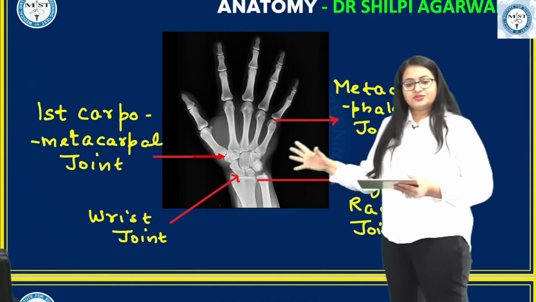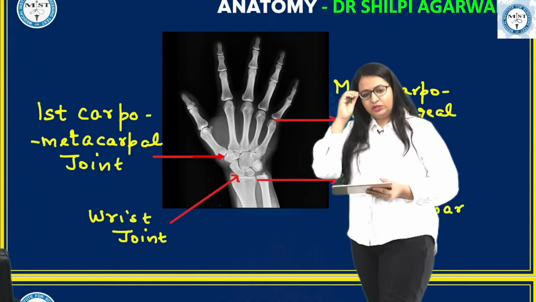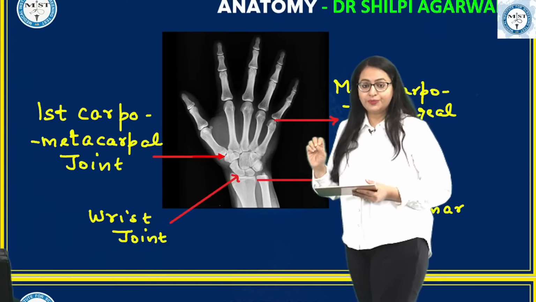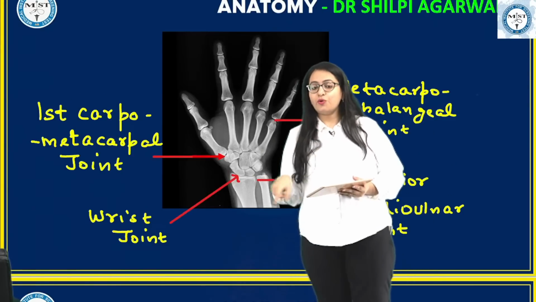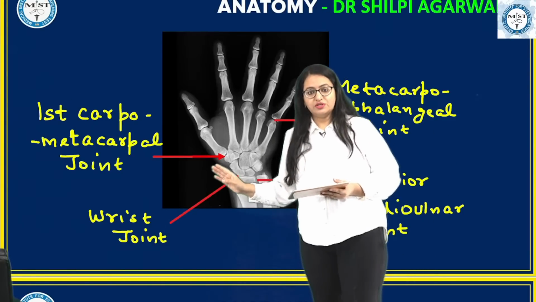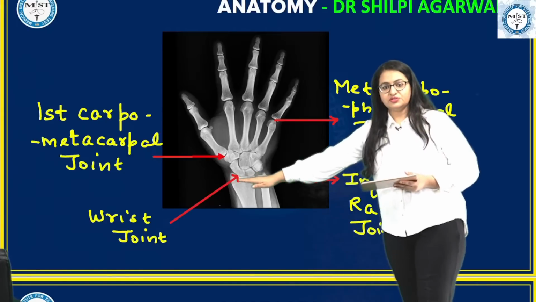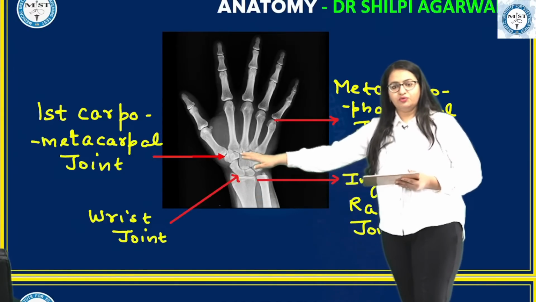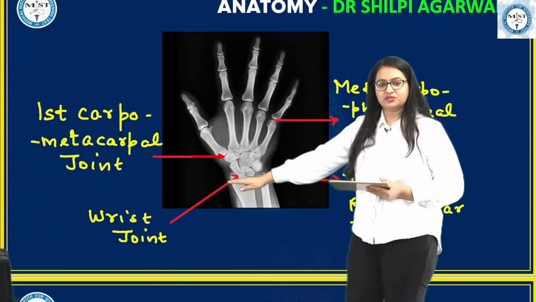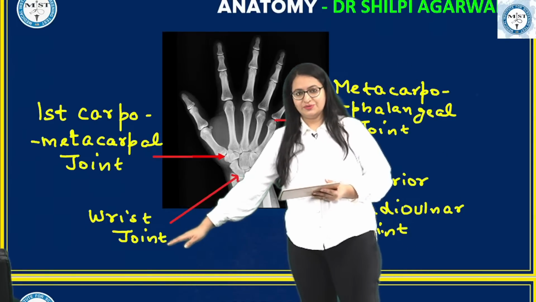Now over here, this is the X-ray of the hand, and when you see over here, you should be able to identify, you should be able to differentiate all these joints. Starting from here, you say this is the radius, and over here the carpal bone. So the joint over here is what? Wrist joint. Okay, wrist joint.